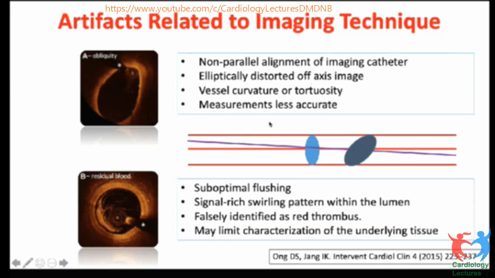And what is the clinical importance? It makes your measurement less accurate. You should not make this measurement and select your balloon or stent. It is very, very important to understand this artifact.